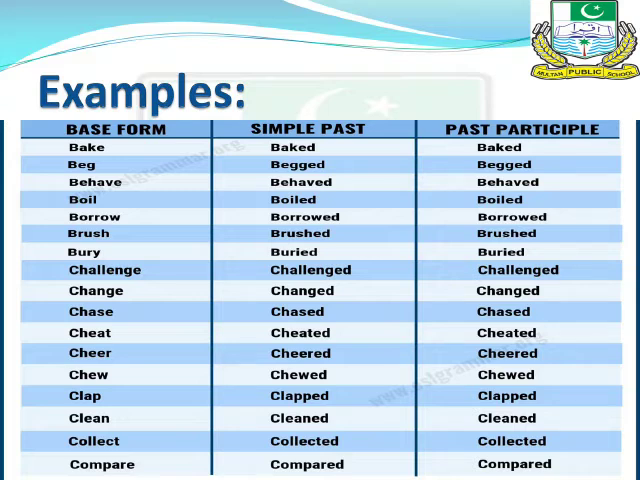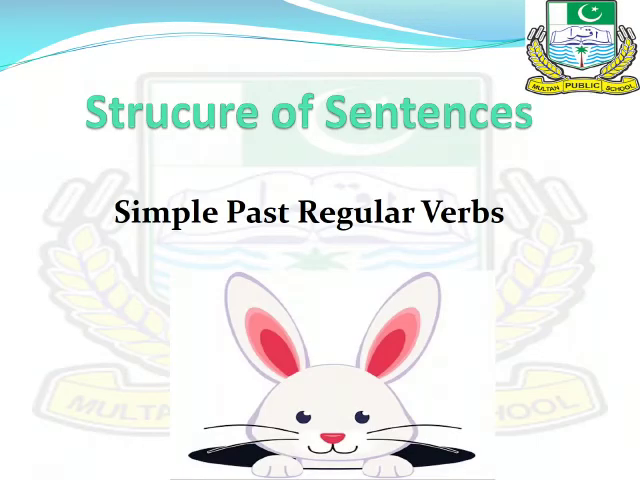In these examples, you can see the simple past and past participle of all these verbs are formed by adding d or ed to their base forms. And now we will discuss the structure of sentences with respect to simple past regular verb.